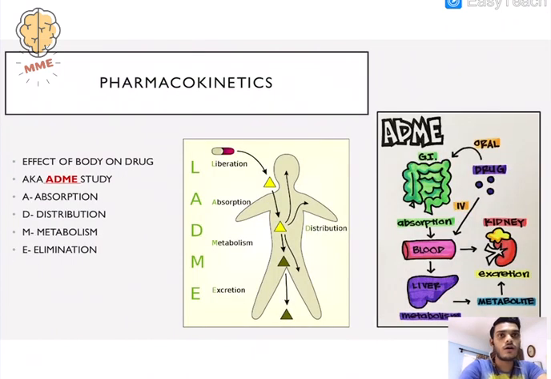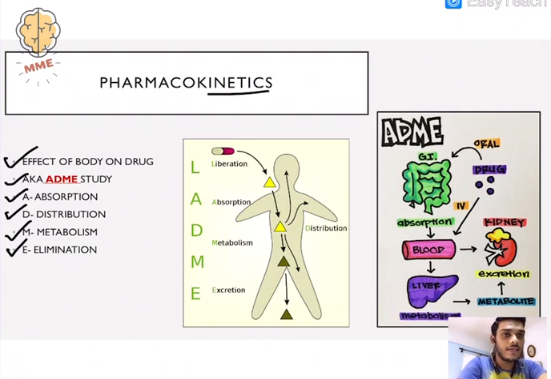Okay, I'm sorry. Yeah. So pharmacokinetics. From the word kinetics, we can understand it is what the body does to a drug once it is administered. So pharmacokinetics refers to the effect of the body on the drugs, right? It's also called the ADME study. Now, what does ADME stand for over here? A, my friend, stands for absorption. D stands for distribution. M stands for metabolism, and E stands for elimination.